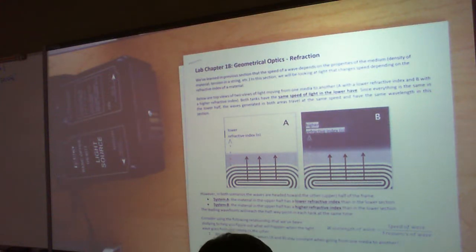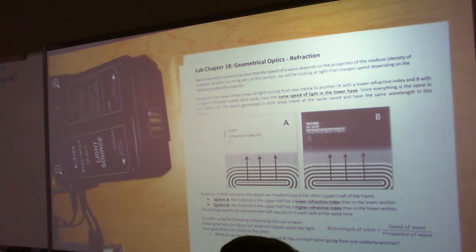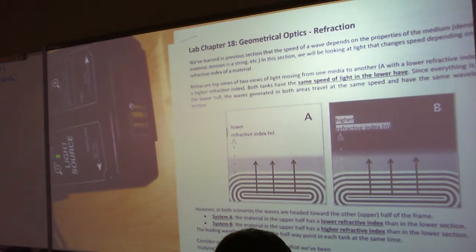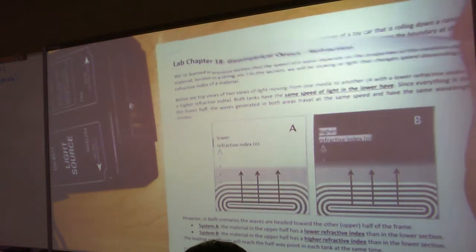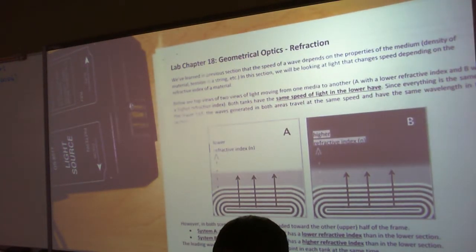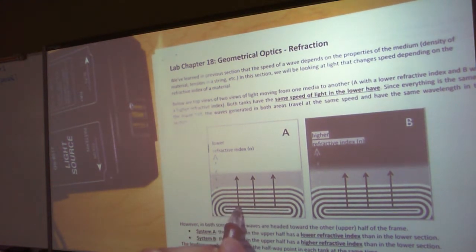We've looked at before what happens when light enters from one media to another, right? And we looked at this like a 1D wave, kind of sideways going from one material to another. But here we're looking at it as a 2D wave.